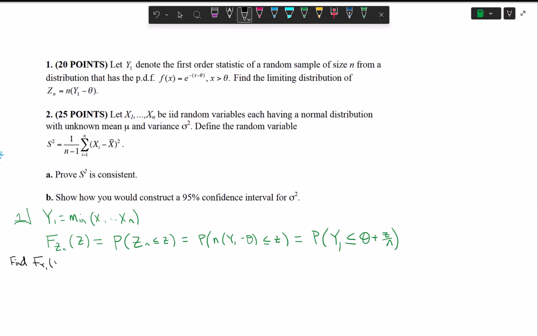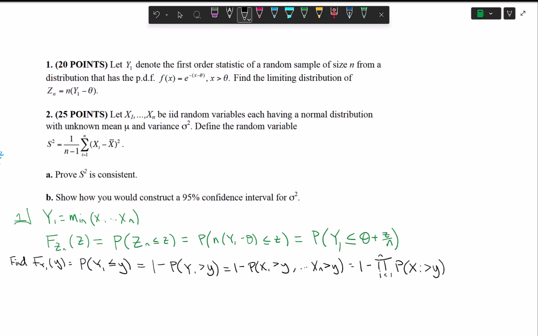Y sub 1, I should say. That's going to be the probability Y sub 1 is less than or equal to y. If I know the minimum is less than or equal to y, that doesn't tell me about the others. But if I know that the smallest one is bigger than y, it tells me all have to be bigger than y. It's going to be X1 bigger than y, all the way up to Xn bigger than y. But this is independent. It's a product.